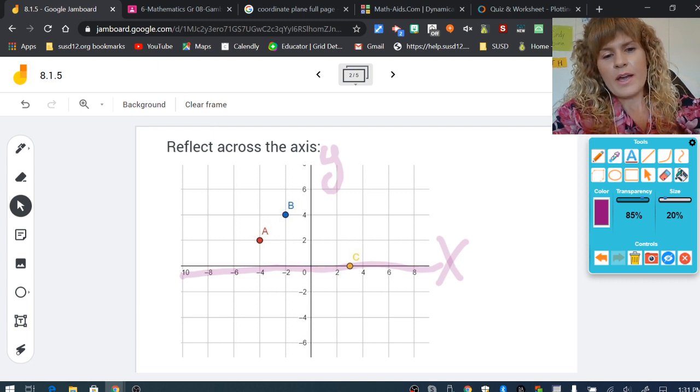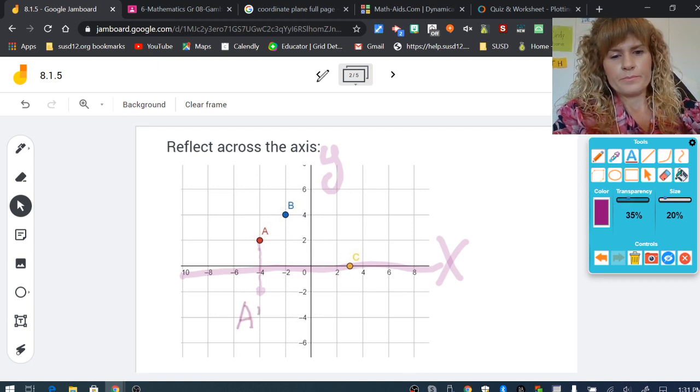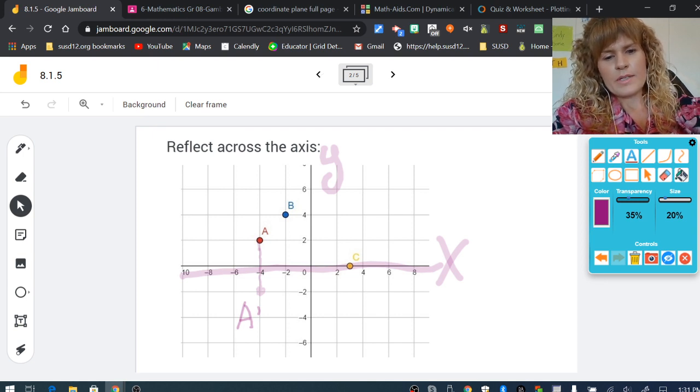So when you do a reflection, you travel across the line of reflection an equal distance. So A prime is right here. A prime. What are the coordinates of A prime? It is x = -4, and y = -2.